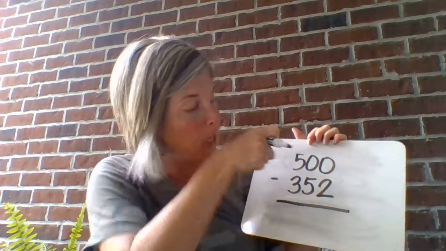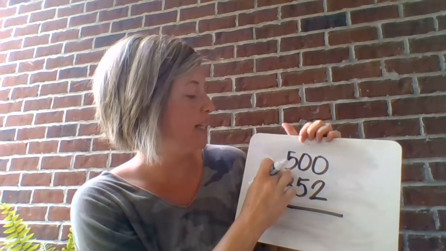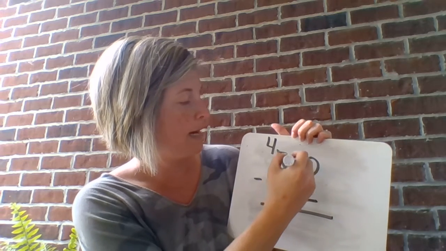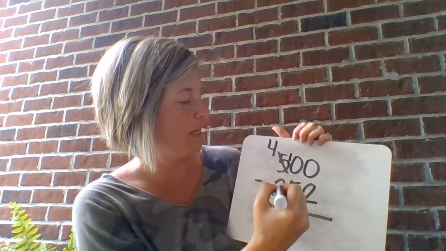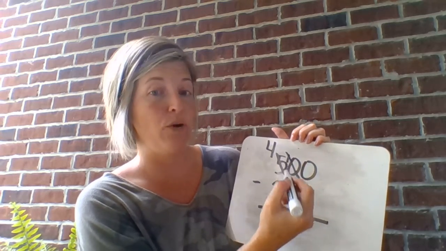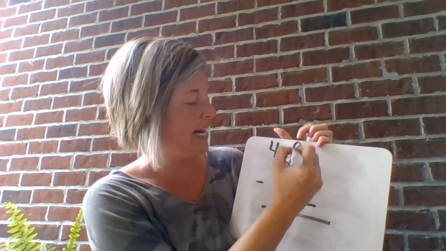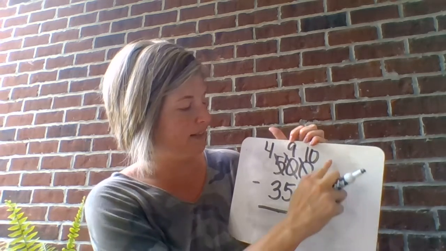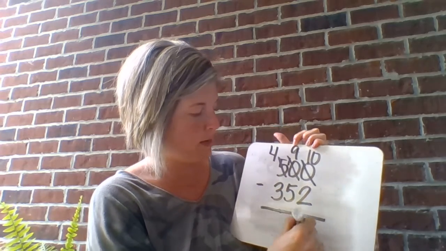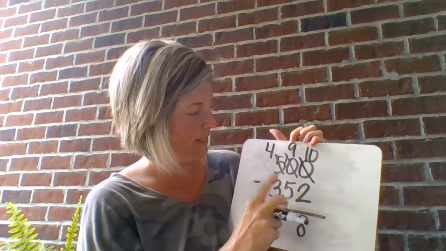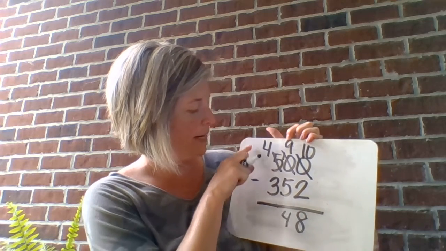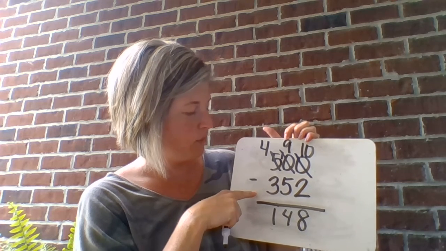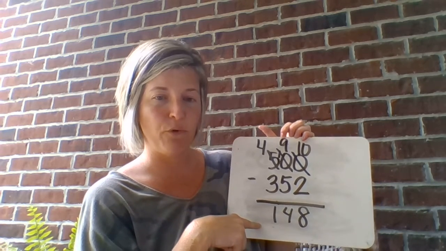So like before, we're going to take a 10 away from here. So this 5 will become a 4. I'm going to give it over here. So this becomes a 10, but I've got to borrow again or regroup again. So this will be a 9 and give the 10 over here. So this 0 becomes a 10. 10 minus 2 is 8. 9 minus 5 is 4. And 4 minus 3 is 1. So 500 minus 352 is 148.